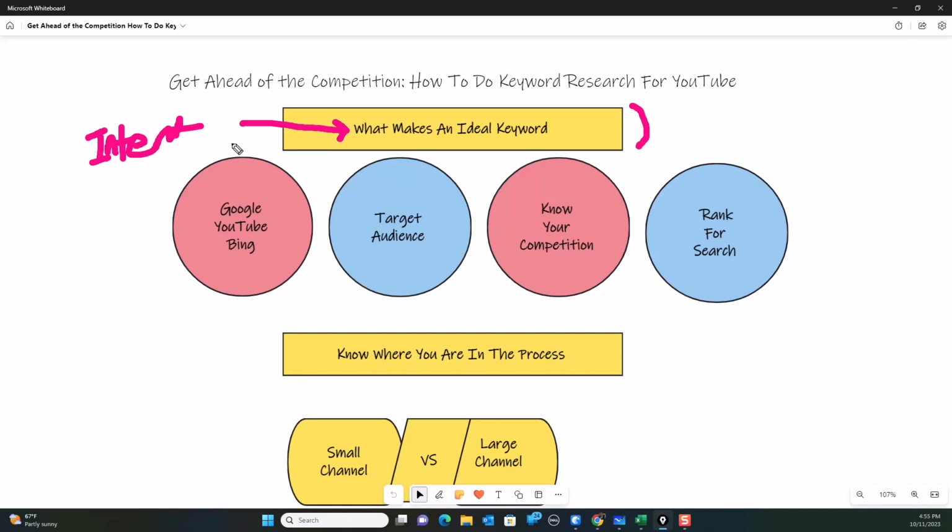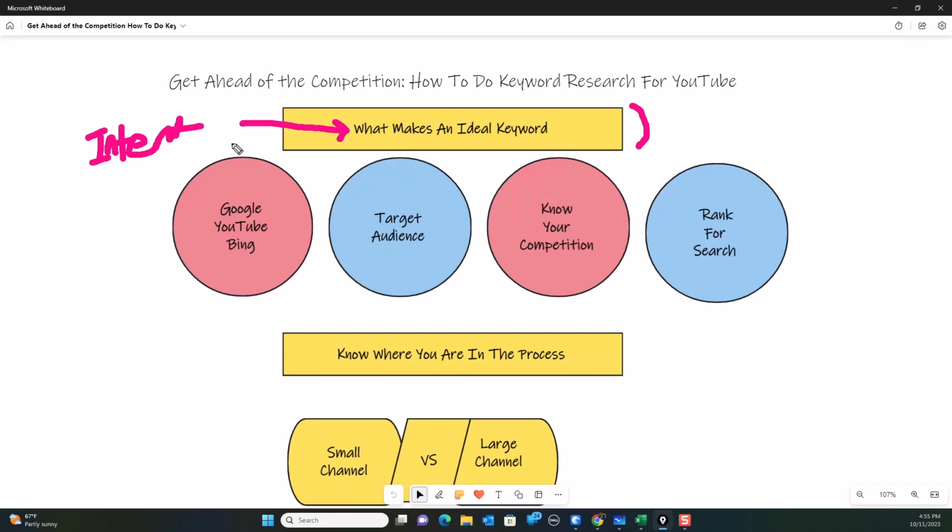But so it's the intent. So what's the intent? Is it a buyer? Is it somebody who is looking for research? So you've got to understand that what makes for an ideal keyword is the intent of the keyword. Is this person looking for information? What is the intent of the keyword?